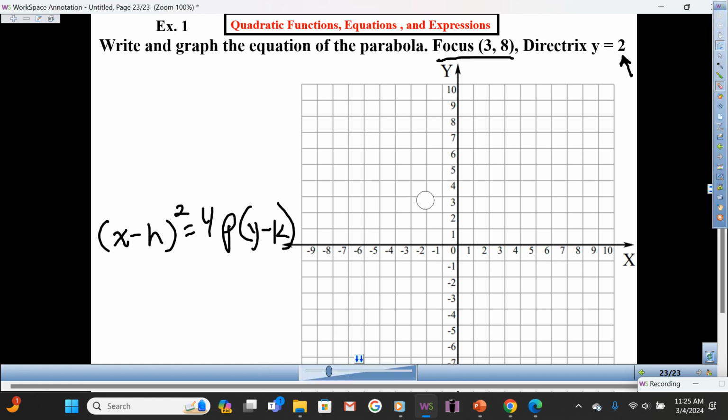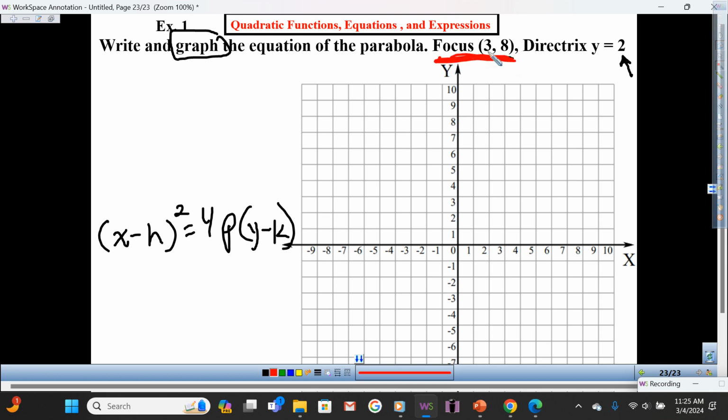So for this kind of problem, though, check this out. We're going to go backwards. We're going to start with our graph, and then we're going to do the writing of our equation. Okay, and then I'll show you why. So first things first, let's underline the focus in red and plot our focus on your coordinate plane.